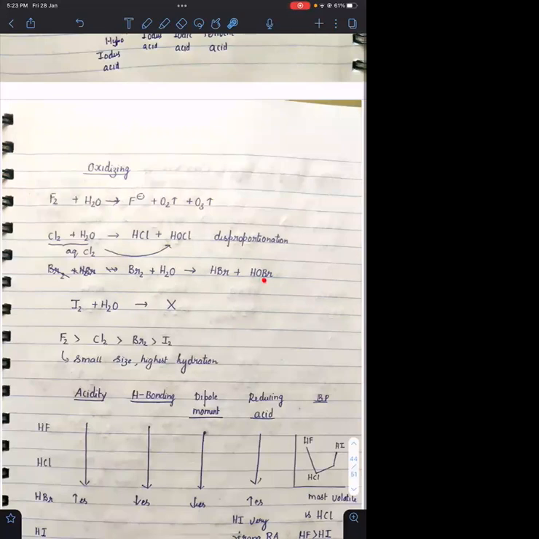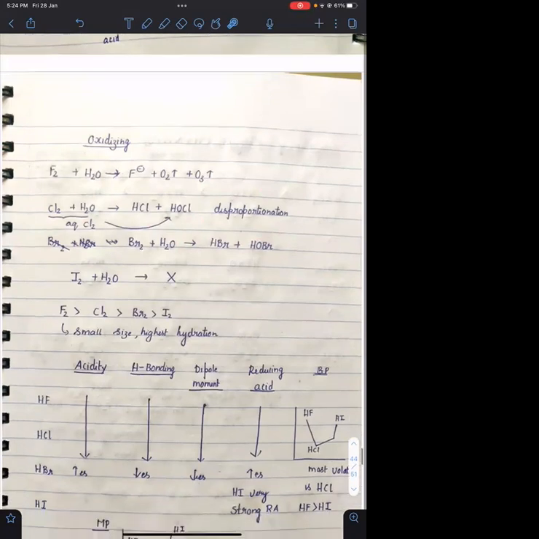With I2 and water, there is no reaction. With normal water, it converts into hypohalous acid. If it is along with NaOH, it will react with that NaOH to form NaCl as well as NaOCl, which is sodium hypohalite. Again, this is a disproportionation reaction. Any doubt?